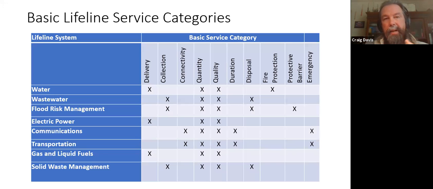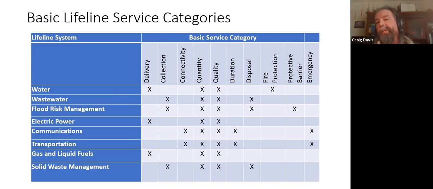Okay, so we can define basic service categories. Here I show these definitions for each lifeline system, which is in the left column. And then on the right, we show the basic service categories of delivery, collection, connectivity, quantity, quality, duration, disposal, fire protection, protective barrier, and emergency. Where there's an X, the lifeline system has those basic services. So water has the basic services of delivery, quantity, quality, and fire protection, and so on.